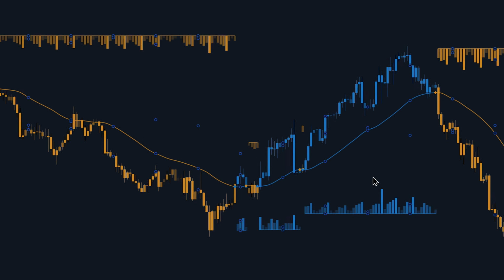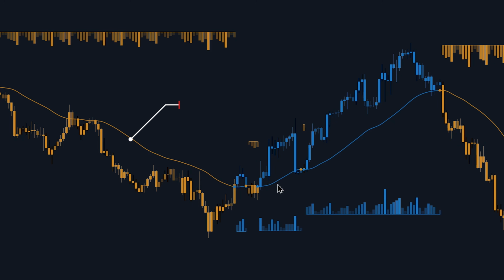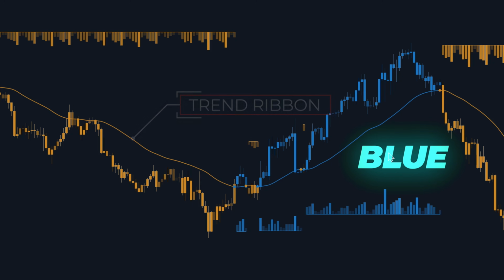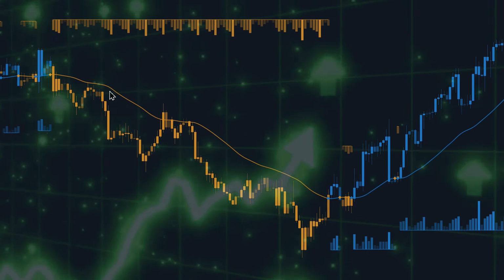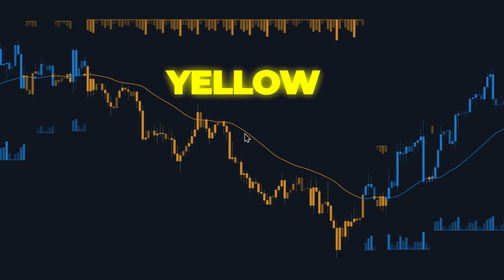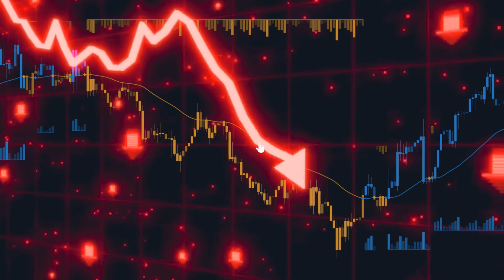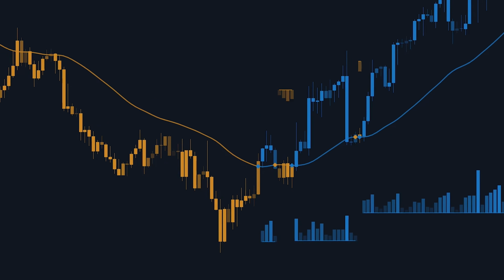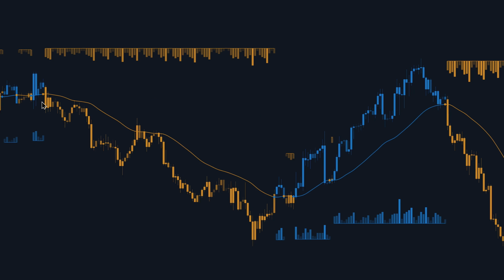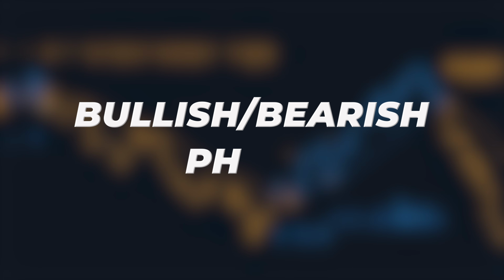First up is this line that changes color, which we can call the trend ribbon. It'll be blue when the indicator thinks we're in a bullish trend, and it switches to yellow when things turn bearish. You'll also see these little diamond markers pop up right when the trend potentially shifts direction, marking the start of a new bullish or bearish phase.